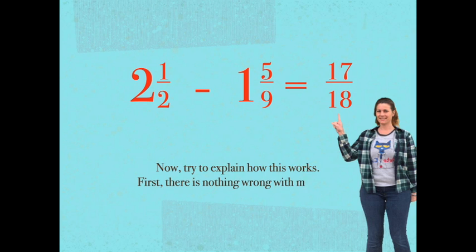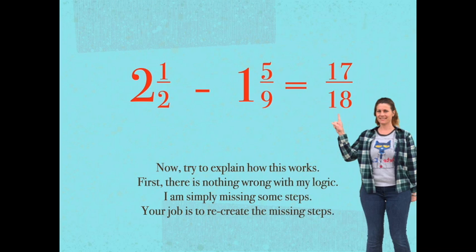What I want you to do is I want you to try to explain how that works. There's nothing wrong with my logic. This answer is actually correct. I'm just missing the steps to get there. How did I get the 18? How did I change the denominator? What did I change the numerator to? Like, there's lots of details that are missing. Your assignment then, after watching this video, is to try to figure out how this is true.